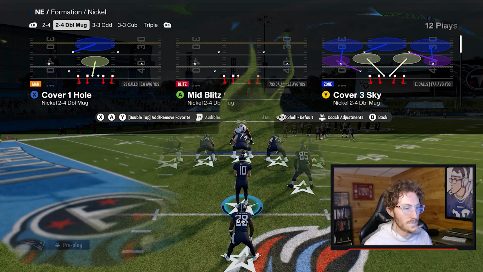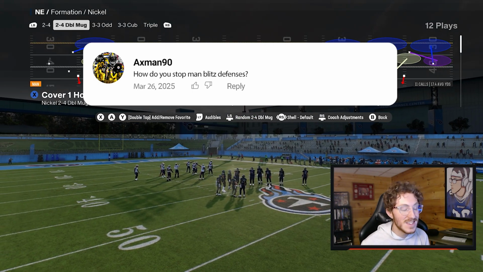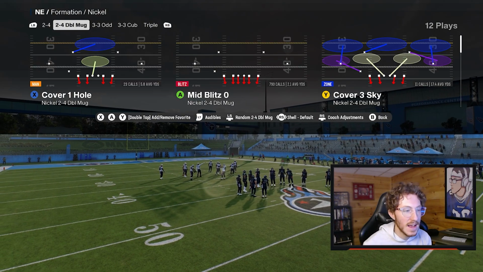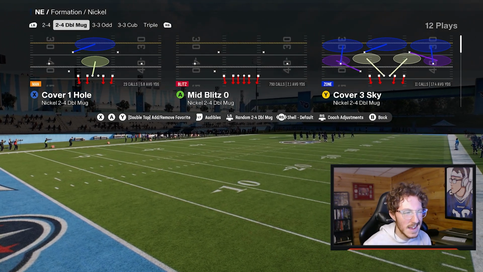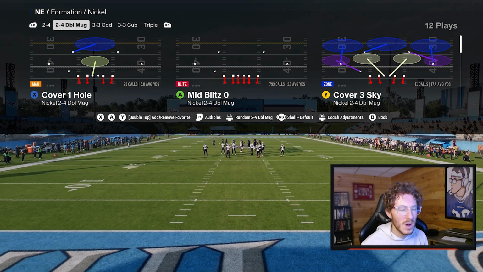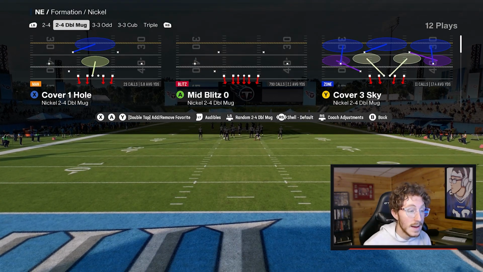Our last question today comes from Axeman90, and they ask, how do you stop man blitz defenses? Now, this is a tough question to answer for every man blitz defense you're going to see. We're going to talk about mid blitz zero today and talk about, again, one of the more popular man blitzes you'll face. But the concepts we're going to talk about do a really good job against the majority of your cover zero style man defenses, right?